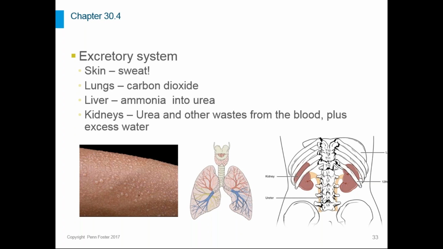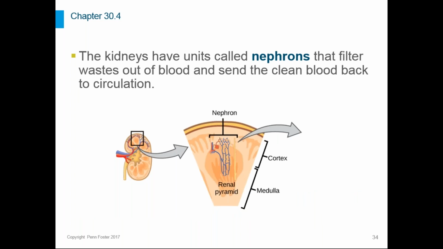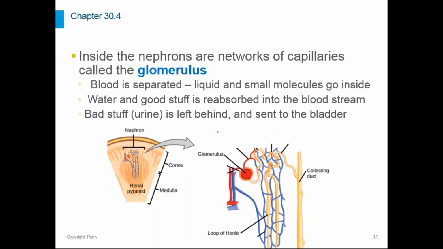So the kidneys have units in them called nephrons that filter out wastes from the blood and then send the clean blood back to the circulatory system. Okay, so let's see how that actually works. So this image is showing you've got a whole kidney over here, got a whole kidney, and the nephron is that little part of the kidney. And now we're going to go even more in depth. Inside of the nephrons are networks of capillaries called the glomerulus.